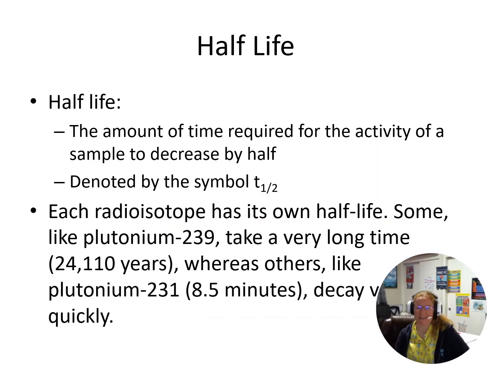Now, one interesting thing is that with these radioactive nuclides we get something called a half-life. That is the amount of time required for the activity or the sample to decrease by half. We use the symbol T sub 1/2. Every single radioisotope has its own half-life. Plutonium-239 has a very long half-life, but plutonium-231 has a very quick half-life. So we use these things in all sorts of different applications.